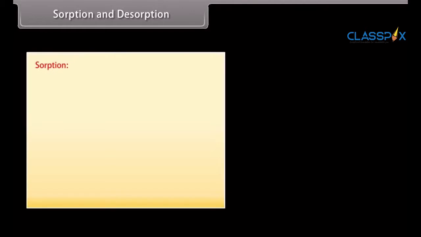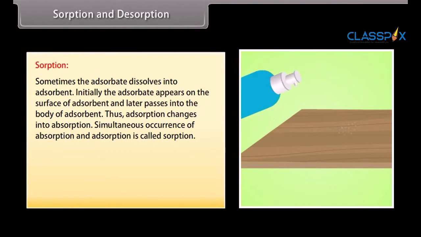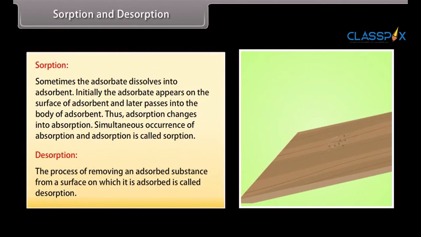Sorption and desorption. Sorption. Sometimes the adsorbate dissolves into adsorbent. Initially, the adsorbate appears on the surface of adsorbent and later passes into the body of adsorbent. Thus, adsorption changes into absorption. Simultaneous occurrence of absorption and adsorption is called sorption. Desorption. The process of removing an adsorbed substance from a surface on which it is adsorbed is called desorption.